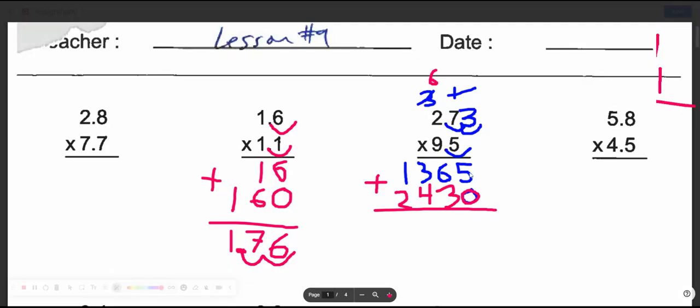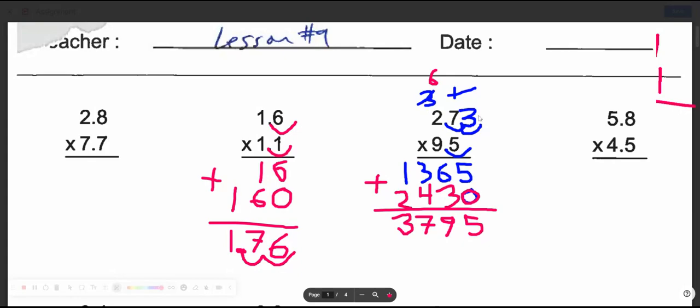Add them up now. 5 plus nothing is 5. 6 plus 3 is 9. 3 plus 4 is 7. And 1 plus 2 is 3. Now it's really easy to think that this is it, but it isn't. You got to keep in mind that it's 2 73/100ths times 9 5/10.